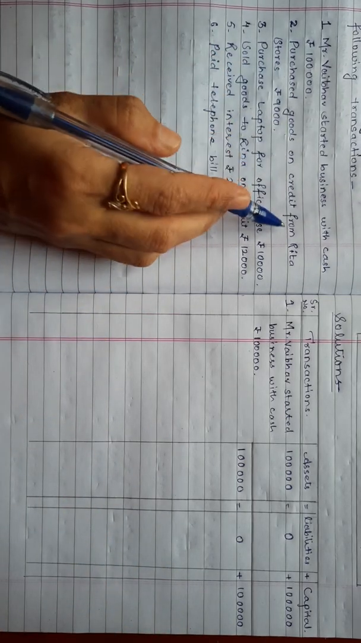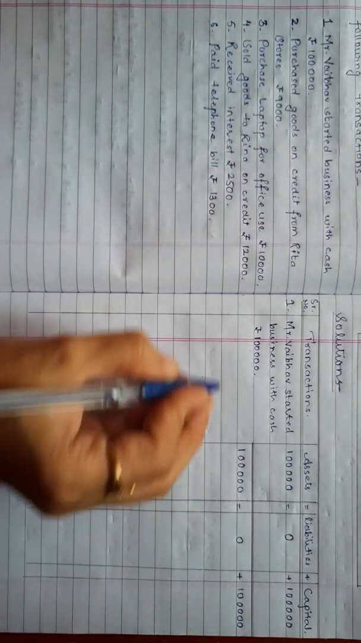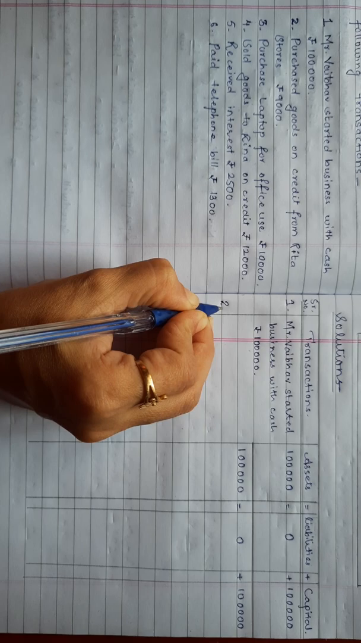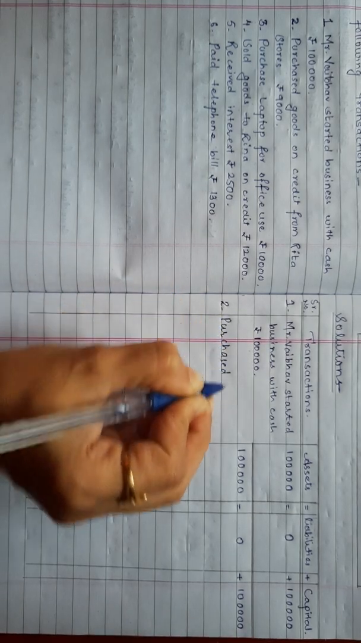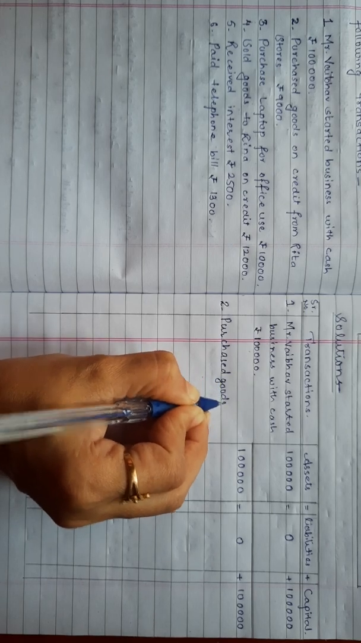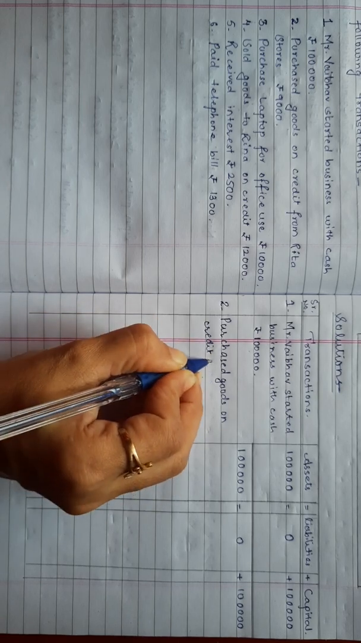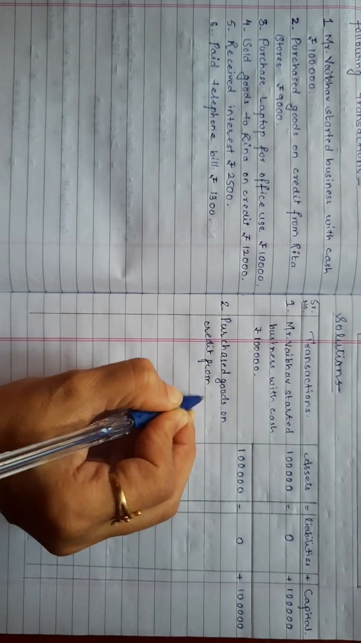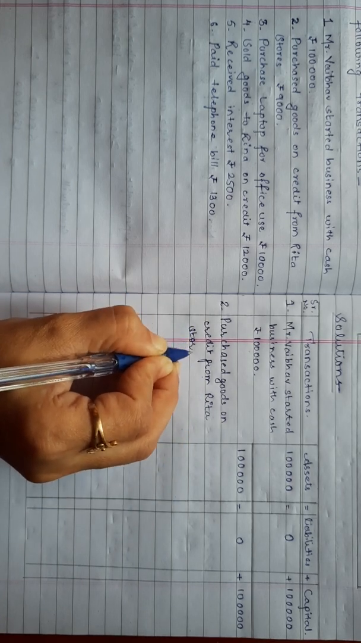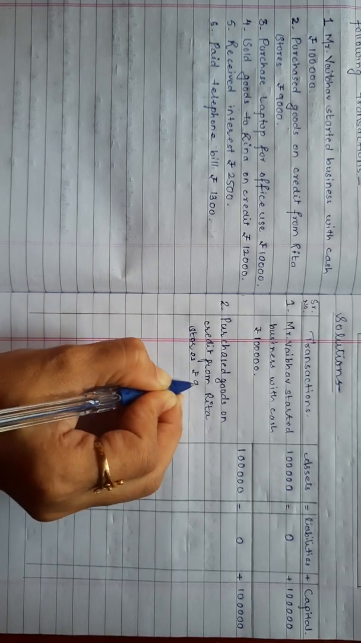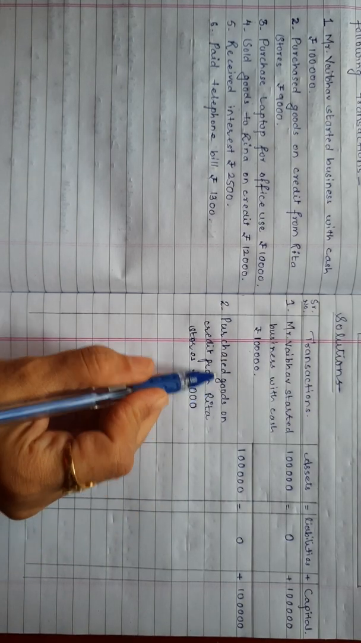Purchased goods on credit from Rita stores rupees 9,000. So I'll write the second transaction here. Purchased goods on credit from Rita stores rupees 9,000.